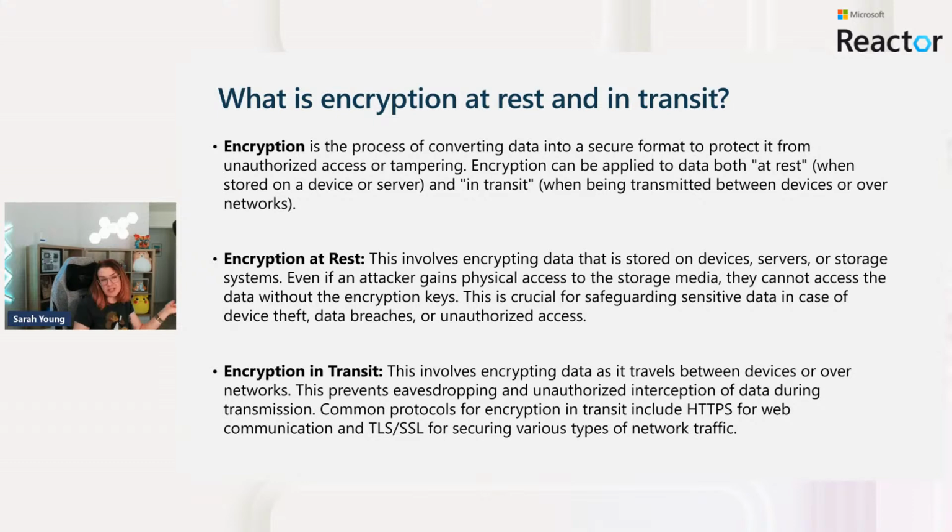We talked about encryption in terms of the CIA triad last week, but encryption is the way that we basically use a key to convert data into a format that can't be read unless you also have the key. Now, you'll hear a lot in security about encryption at rest and encryption in transit. So it's important to do both of these.